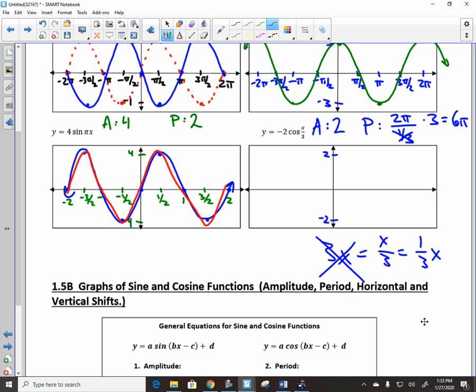So I mark off 6 pi. I'm going to divide it in half. What's 6 pi divided in half? 3 pi. Now I'm going to divide 3 pi in half. 1.5 pi, or maybe just 3 pi over 2. Great. I've got 3 pi over 2, and I've got 3 pi. The third tick mark is always 3 of the first tick marks. 9 pi over 2. Very good. 4.5 pi. I do the same thing in the reverse direction.